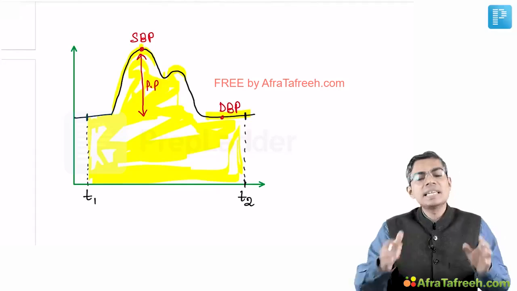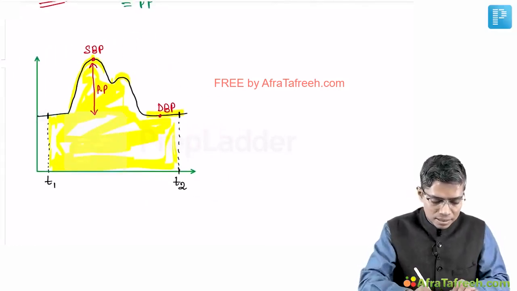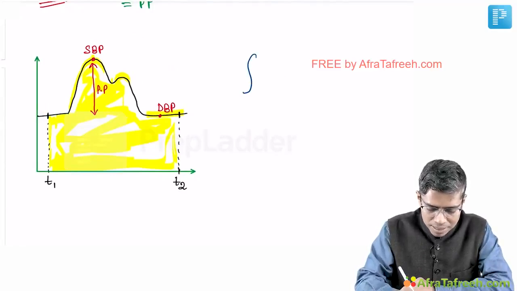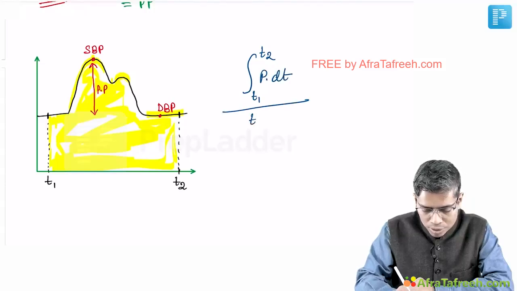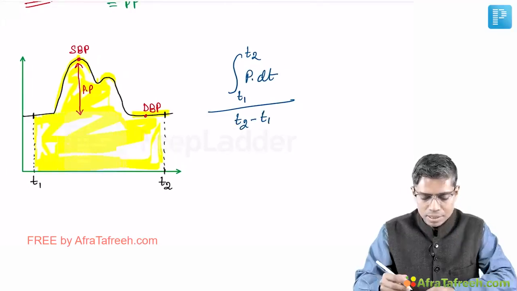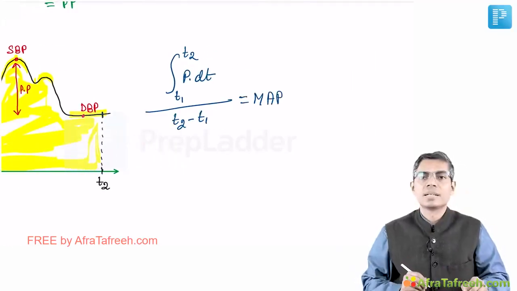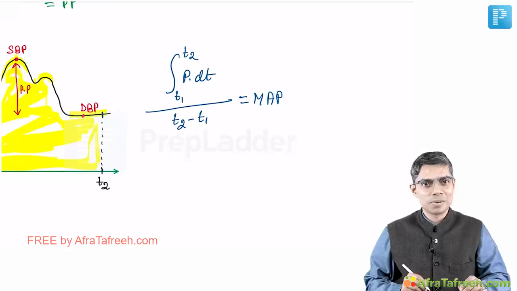So I have to take the area under the curve. So how to take the area under the curve? Because it is not a bell-shaped curve, I have to take an integration from T1 to T2 time point of P dt, right, upon T2 minus T1. If you use this formula, then you are going to get the exact mean arterial pressure. Getting my points? How difficult it is.